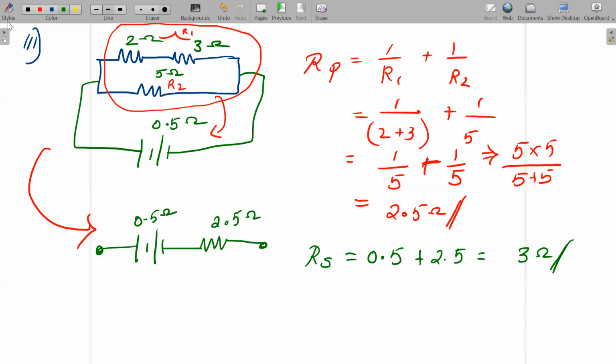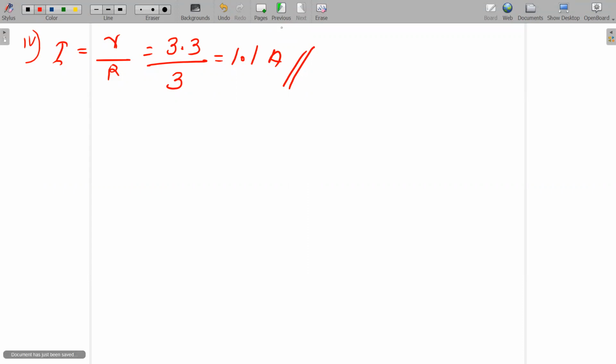Got the answer. Now, fourth one. What is the fourth one, children? You should find the current drawn from the cell when the key is closed. Easy to find, right? What is the current when the key is closed? V by R only. What is V now? 3.3. What is R now? 3 ohm. Don't cancel and take 3 ampere, you guys do such things. It's 3.3 divided by 3, which is 1.1 ampere. Is it okay? Any doubts? Right, another question.